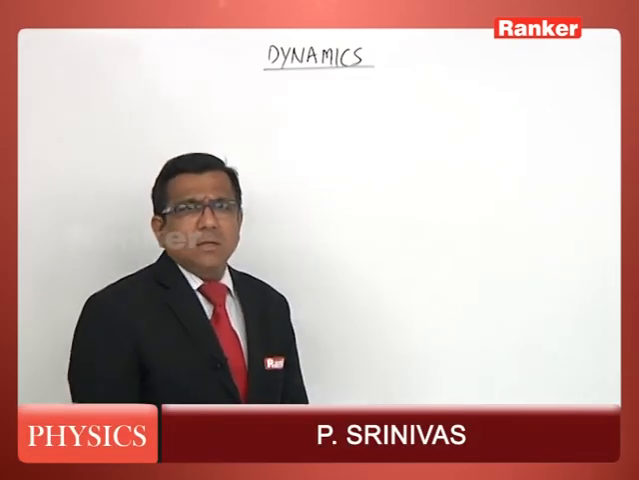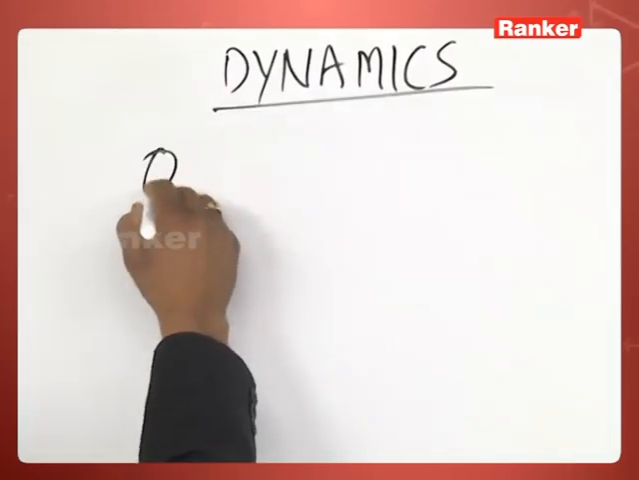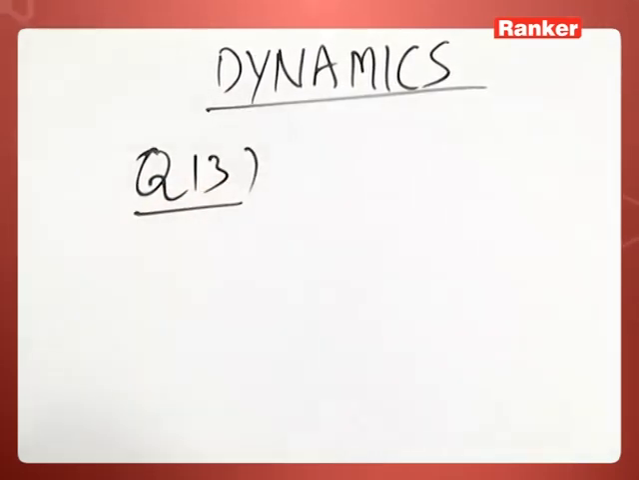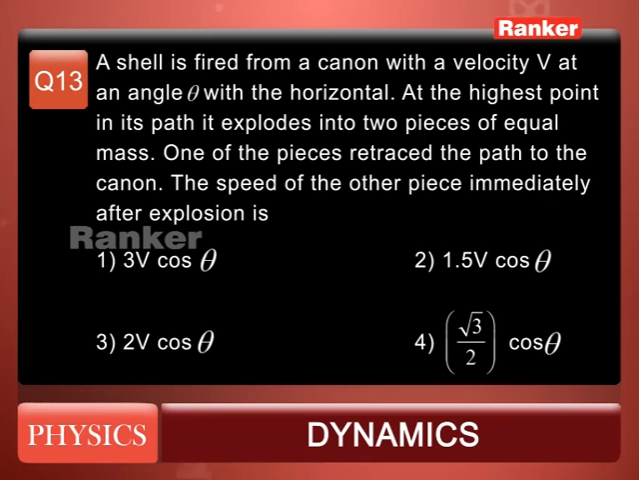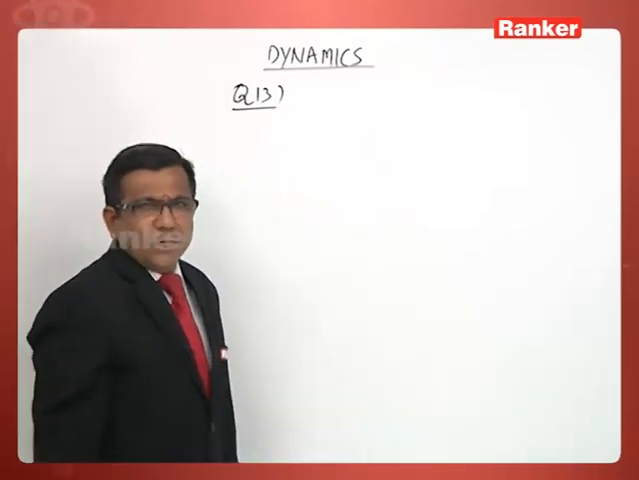Okay, let us discuss the next problem, problem number 13. A shell is fired from a cannon with a velocity v at an angle theta with the horizontal. At the highest point of its path, it explodes into two pieces of equal mass. One of the pieces retraced the path to the cannon. Find the speed of the other piece immediately after explosion. This is a problem of projectile and conservation of linear momentum.